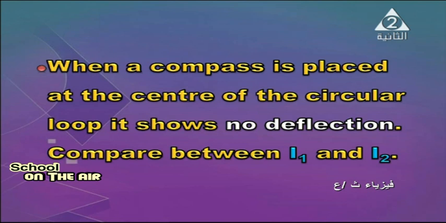And we want you to compare between I1 and I2. So the question, this is a problem. We want the ratio between I1 and I2. At the center, what happens? As I said, the two fields of the current carrying straight wires, which are the same, are cancelled by that of the circular loop. This is quite clear.